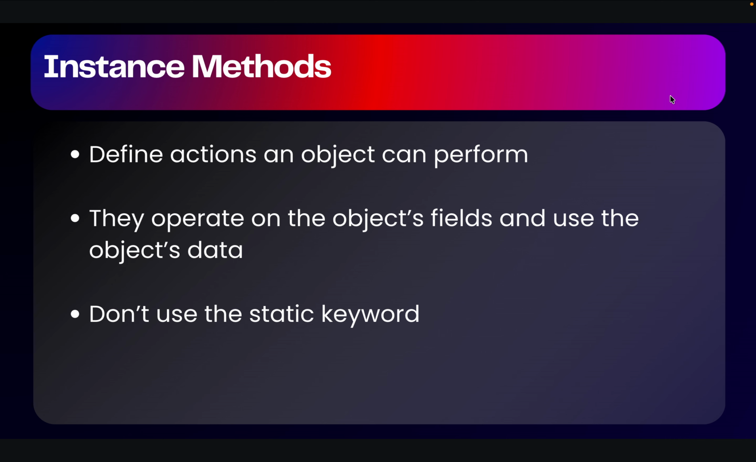So now let's get into instance methods. So instance methods are going to define an action that the object can perform. And they're pretty much going to use those fields and other data to perform that action. And in this case, they are not going to be using the static keyword. So please remember that and keep that in mind. They are not going to use static.